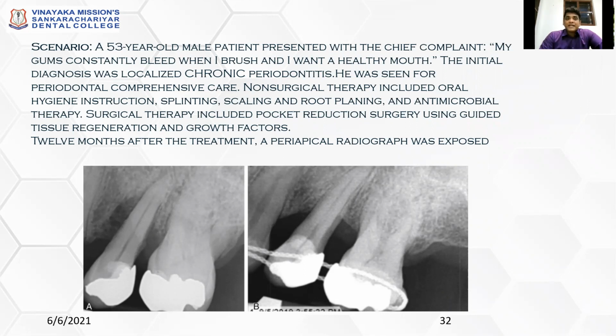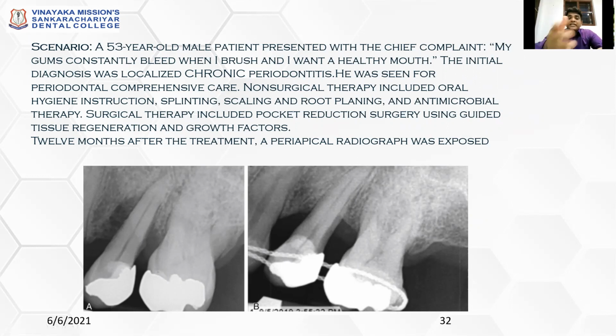And then surgical therapy was included. Pocket reduction surgery using guided tissue regeneration and growth factors was done. And 12 months after the treatment, a periapical radiograph was exposed. This is a pre-operative and a post-operative IOPA here. In the pre-operative picture, you can see the angular bone defect in the second premolar. In the post-operative picture, you can see splinting was done and the bone was regenerated.